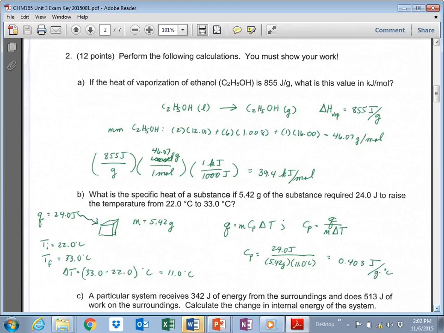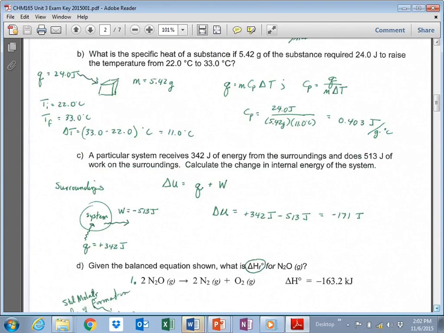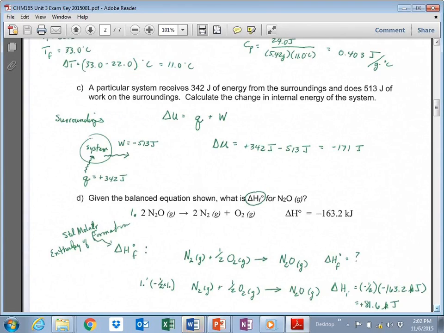For C, this was one of those change in internal energy problems. Remember, it's equal to Q plus W. Here you had to decide what the sign of Q and W were. The sign of Q is positive, the sign of W is negative, so when you add them together you get negative 171.